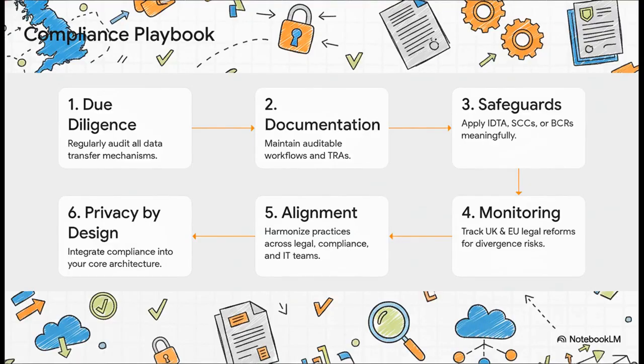First up, due diligence. You have to be regularly auditing all your data transfer mechanisms. Then, documentation. Keep clear, auditable records of everything. Step 3 is about choosing your safeguards and actually applying them in a meaningful way, not just as a paper exercise. Fourth, you've got to be constantly monitoring for legal changes in both the UK and the EU. All of this means your legal, compliance, and IT teams need to be perfectly aligned. And finally, the big one, privacy by design. Bake this stuff into your systems from the very beginning.